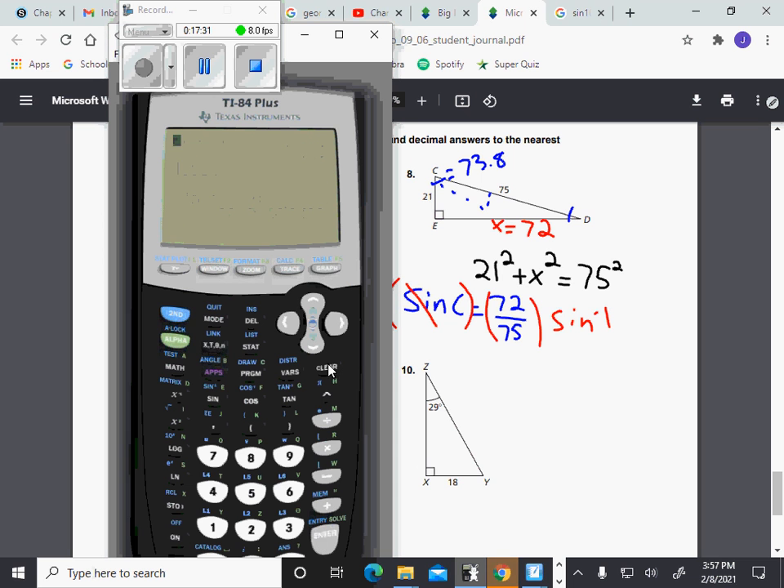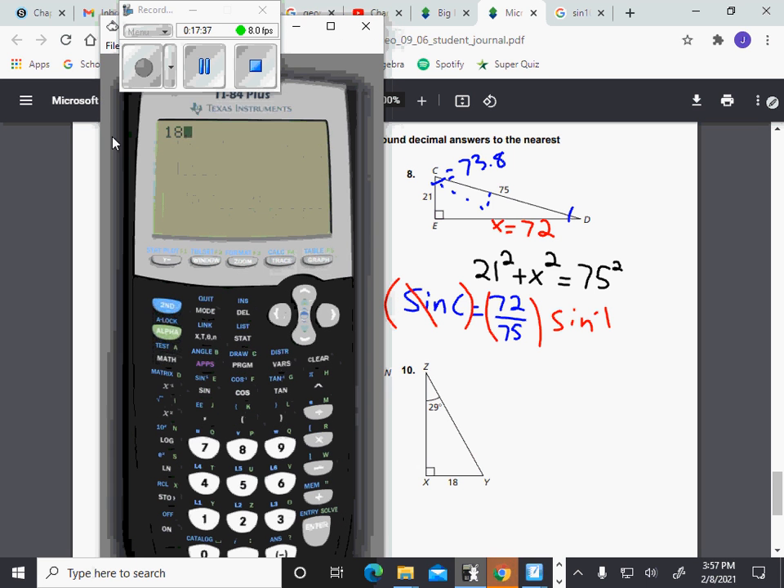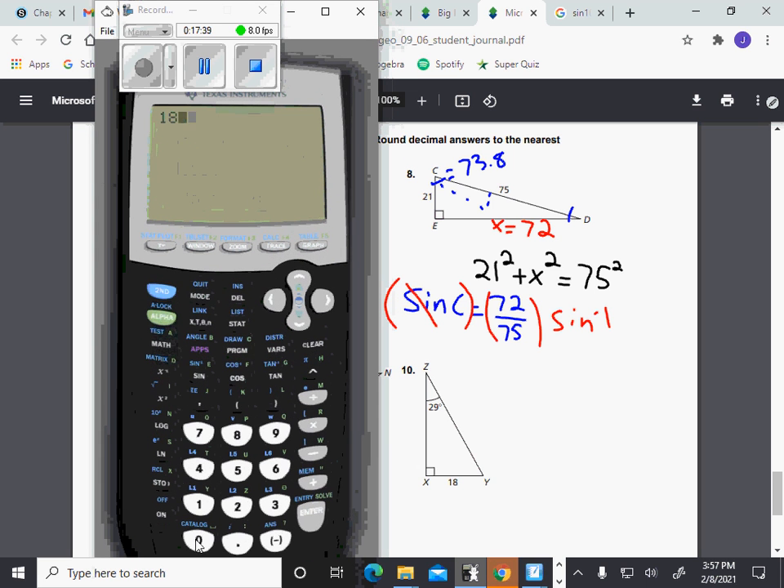Now, I want to find D. I'm just going to take 180. I got to move my calculator here. There we go. 180 minus 90 minus 73.8, and I get my angle D, 16.2.